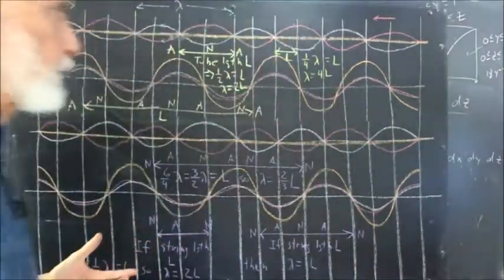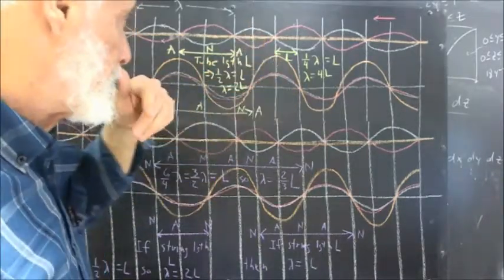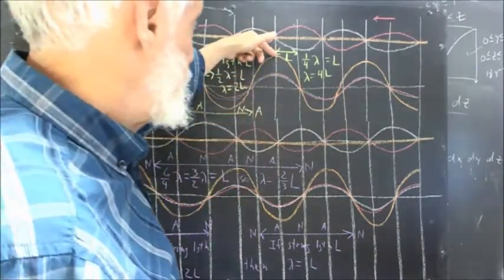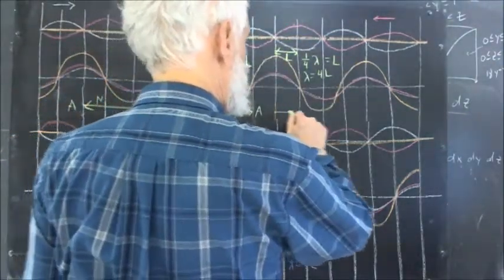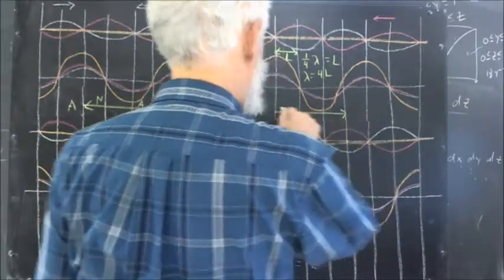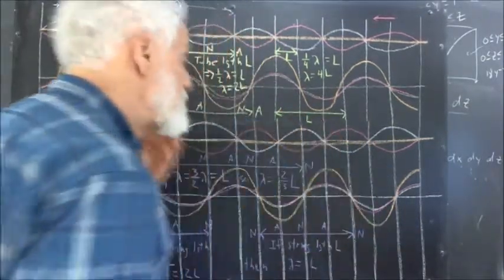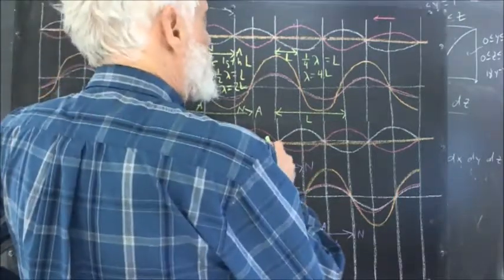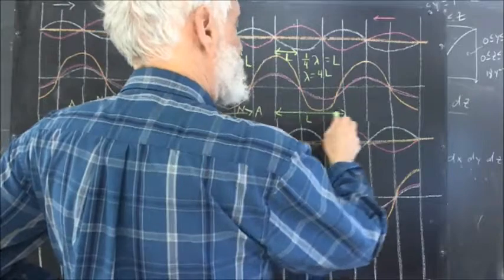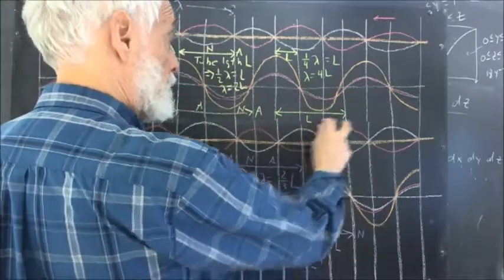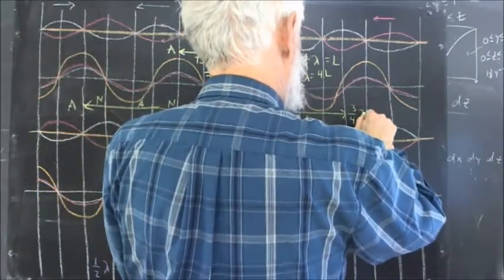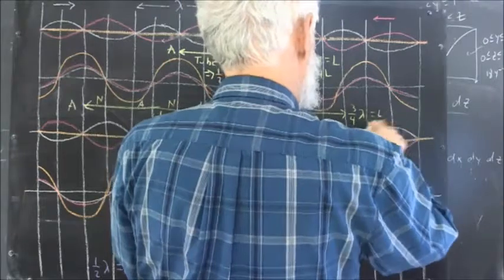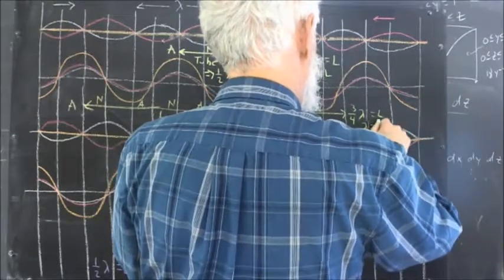Now, how else could we get an antinode at one end and a node at the other? Well, we could go from this antinode to this node, let's say. So we could go from here to here, and let this represent the length of our tube. Okay? Then what do we have? We have 1, 2, 3/4 wavelengths. So 3/4 of the wavelength equals L, so that the wavelength is 4/3 L.